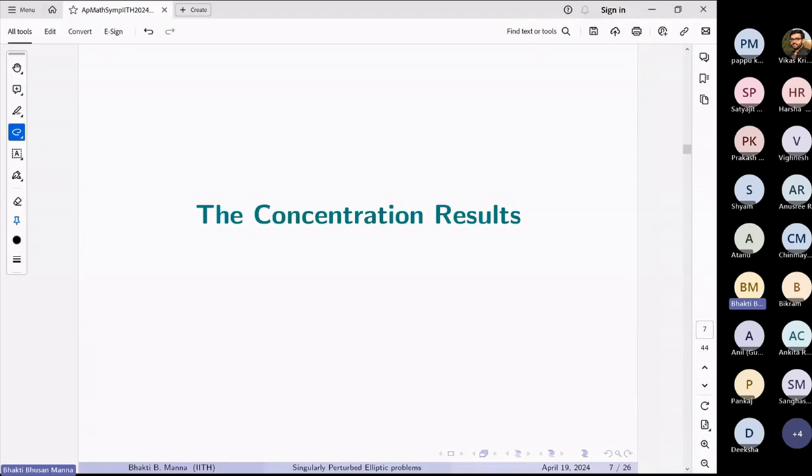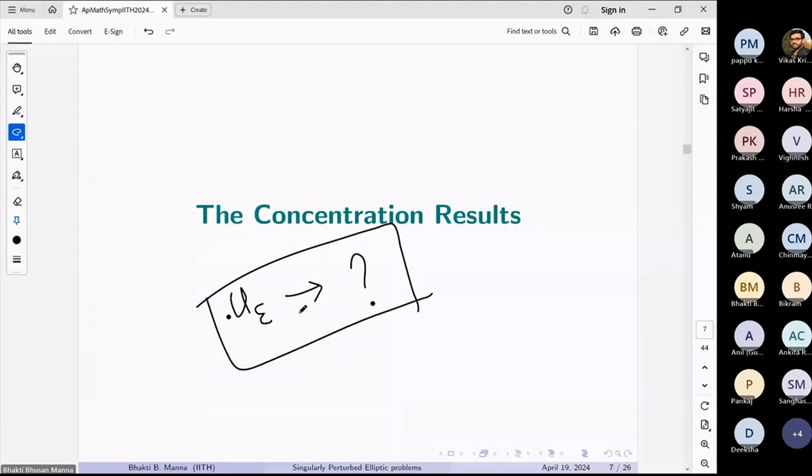With this brief introduction about the existence result, let us come to the main part of what we are going to discuss today. As our equation has a perturbation parameter involved, what we are trying to see is this particular question: what happens to u epsilon, a sequence of solutions, when epsilon goes to 0?